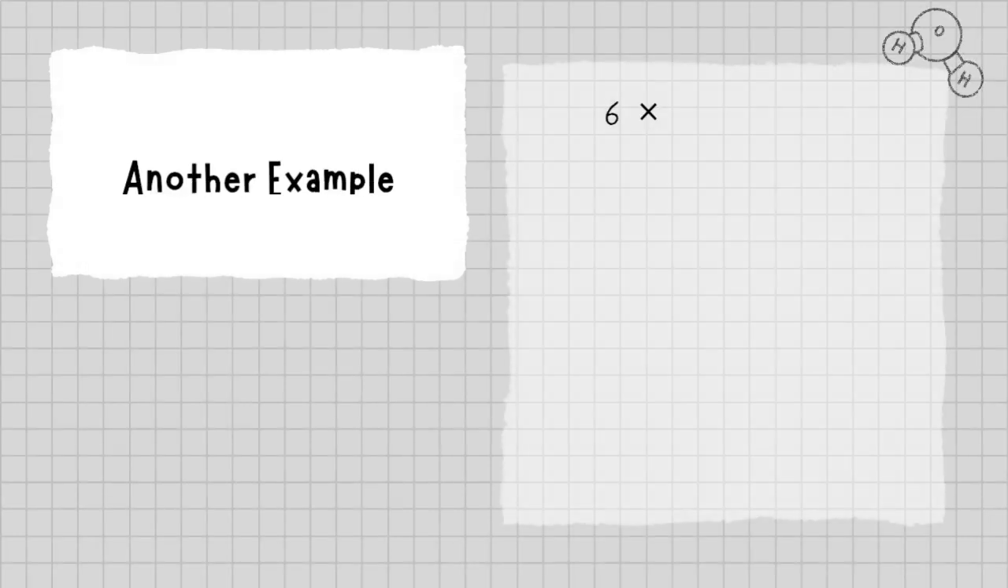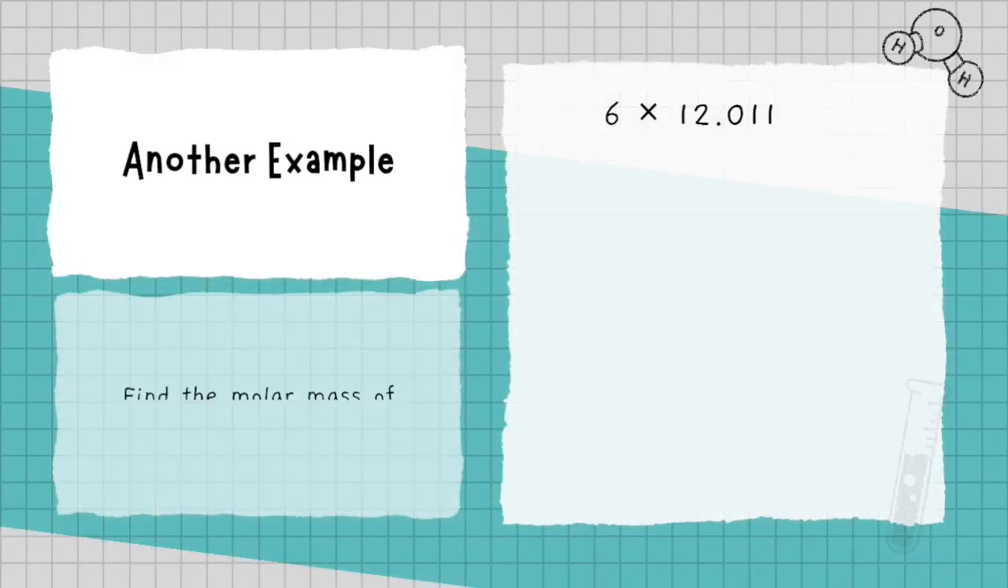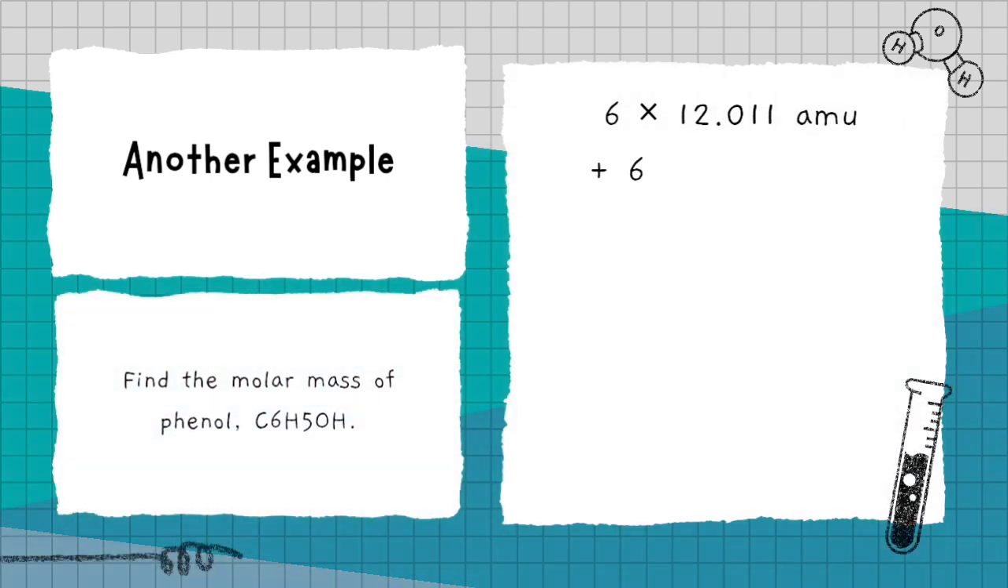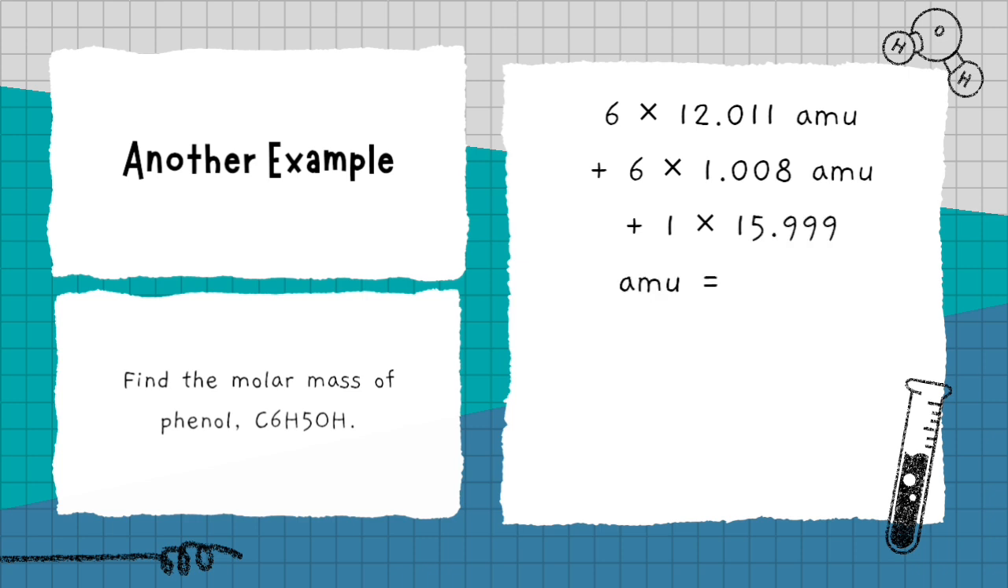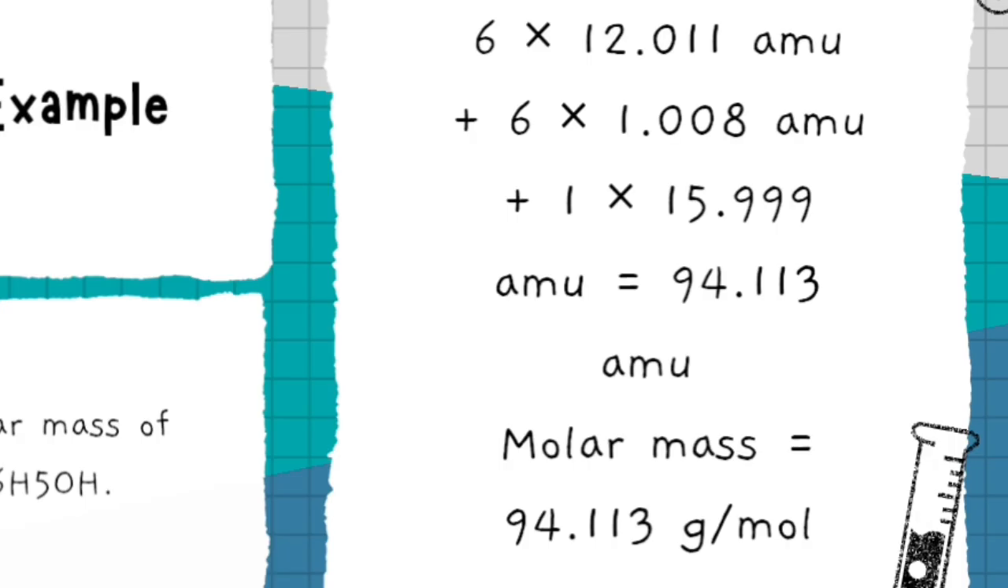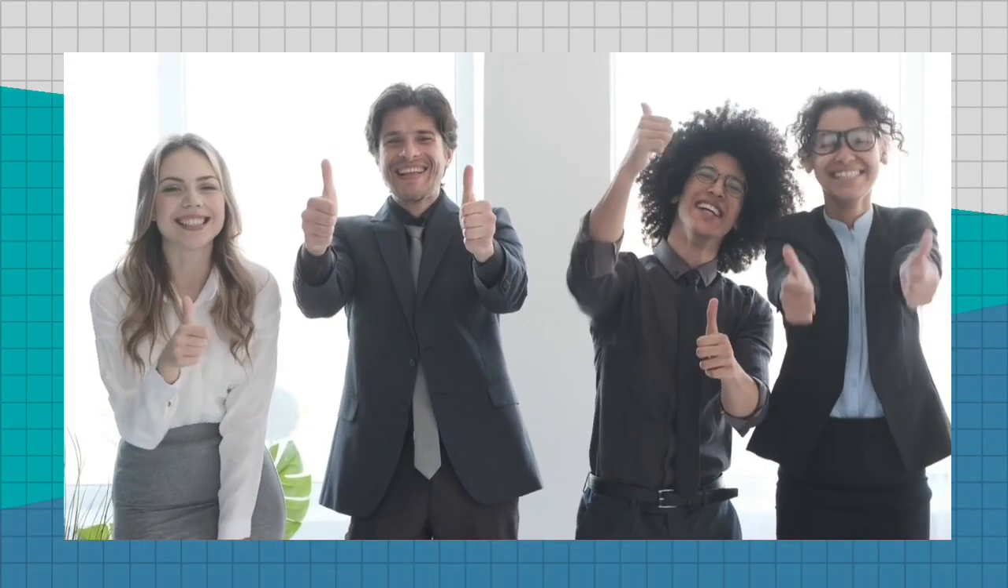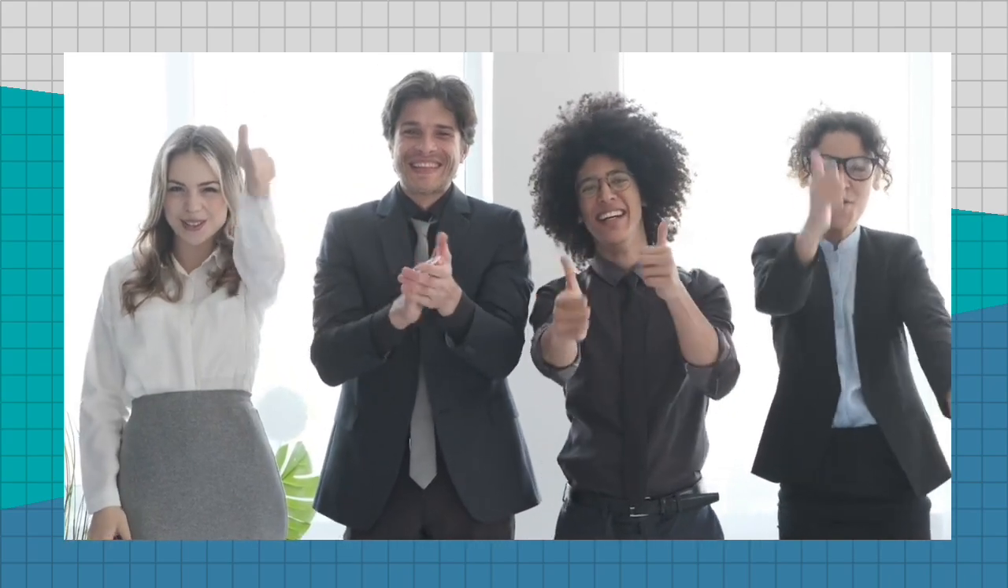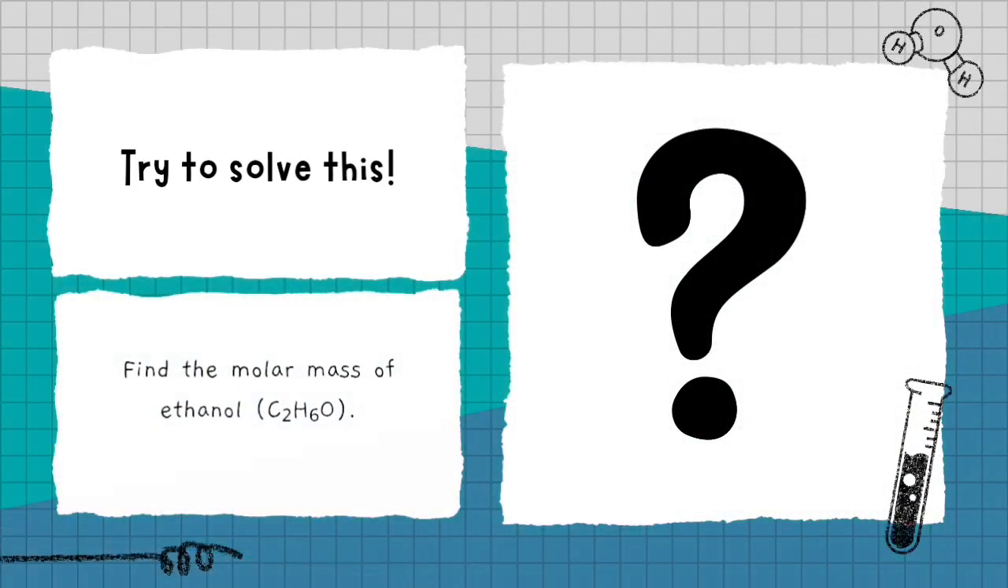What is your answer? So the correct answer is 6 times 12.011 atomic mass units plus 6 times 1.008 atomic mass units plus 1 times 15.999 or 16 AMU is equals to 94.113 atomic mass units, and the molar mass is 94.113 grams per mole. Good job! So you can also try to solve this one and check your answers.